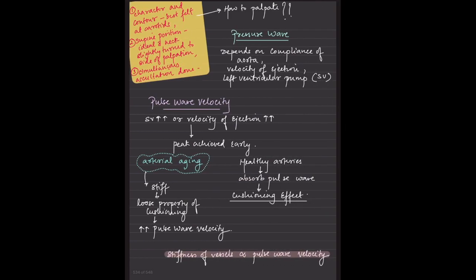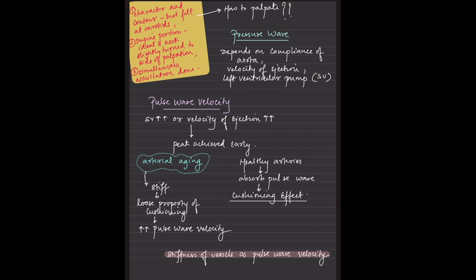So how do we palpate the pulse? The character and the contour are best felt at the carotids. C for C, remember. It is done in a supine position, ideally with the neck slightly turned to the side of the palpation, and auscultation has to be done simultaneously. So we know whether the wave we are feeling is in S1 or S2.